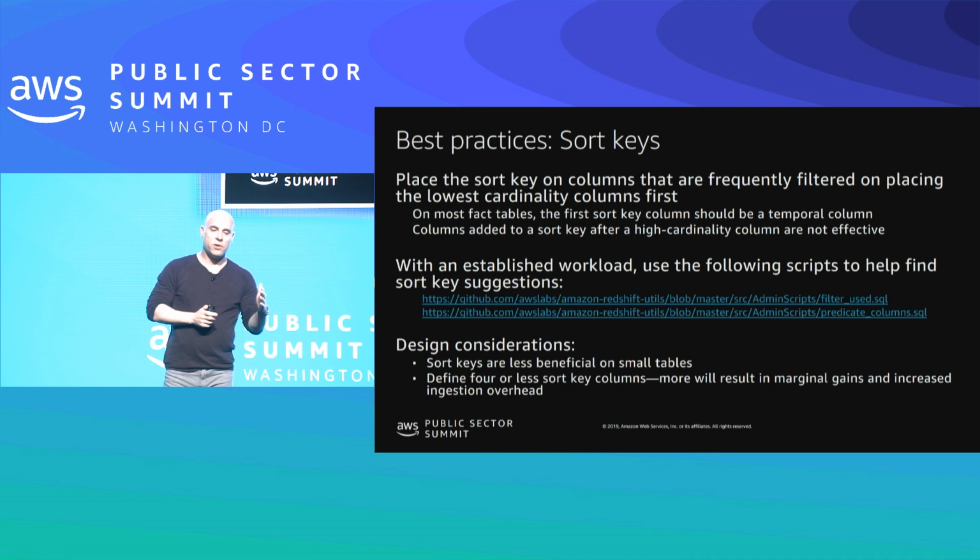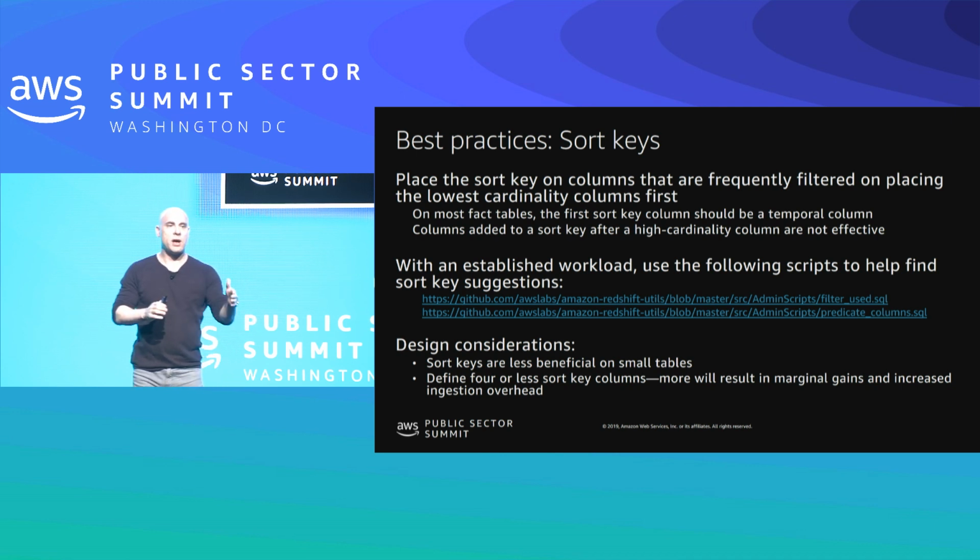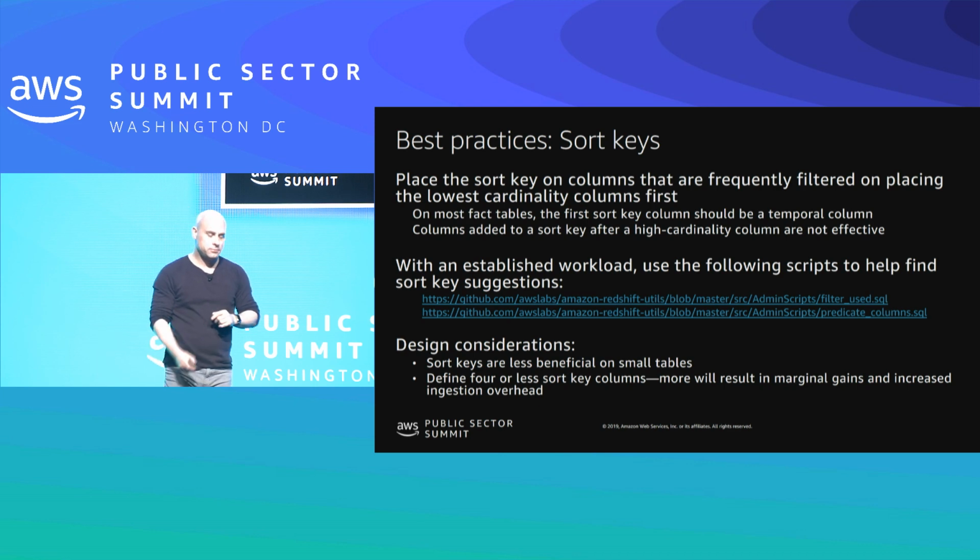One catch is if you are going to be applying sort keys to multiple columns, as soon as you have a high cardinality value, it doesn't make sense to add additional columns after that. Usually, as a rule of thumb, I find 3 or 4 columns is about the maximum that you want to sort by.